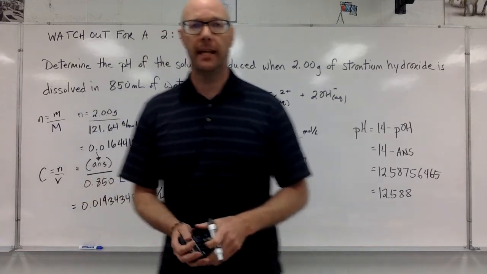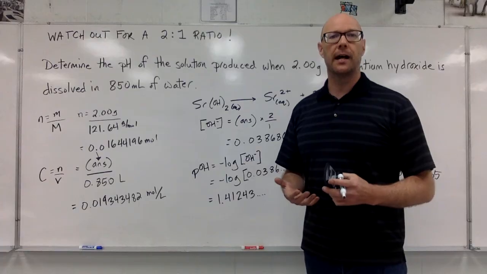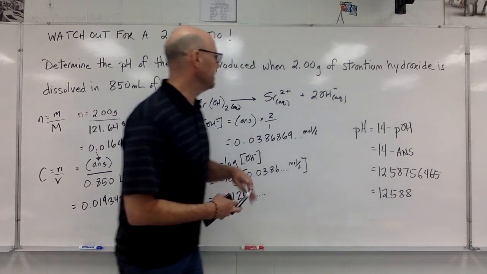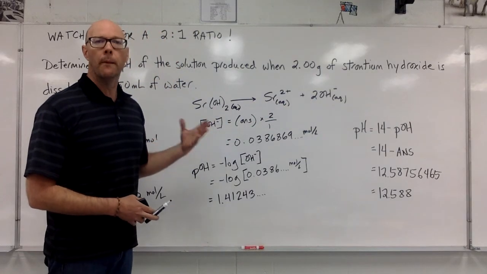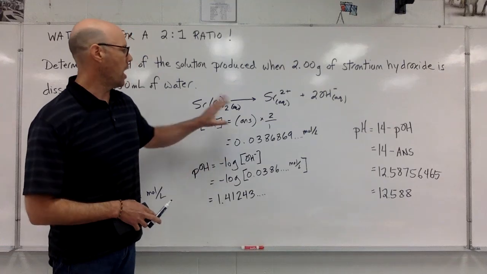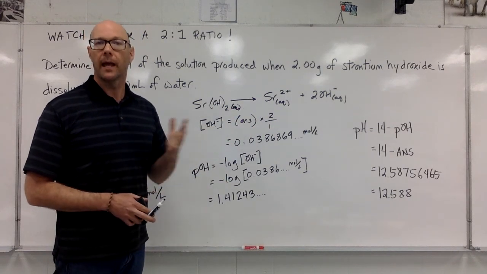This is a very complicated style of question because we have multiple steps, multiple different kinds of formulas going on. However, the crucial moment is that there is a 2-to-1 ratio between the hydroxide ions and the strontium hydroxide. And that's a very significant move to arrive at the correct answer. And I hope that helps.